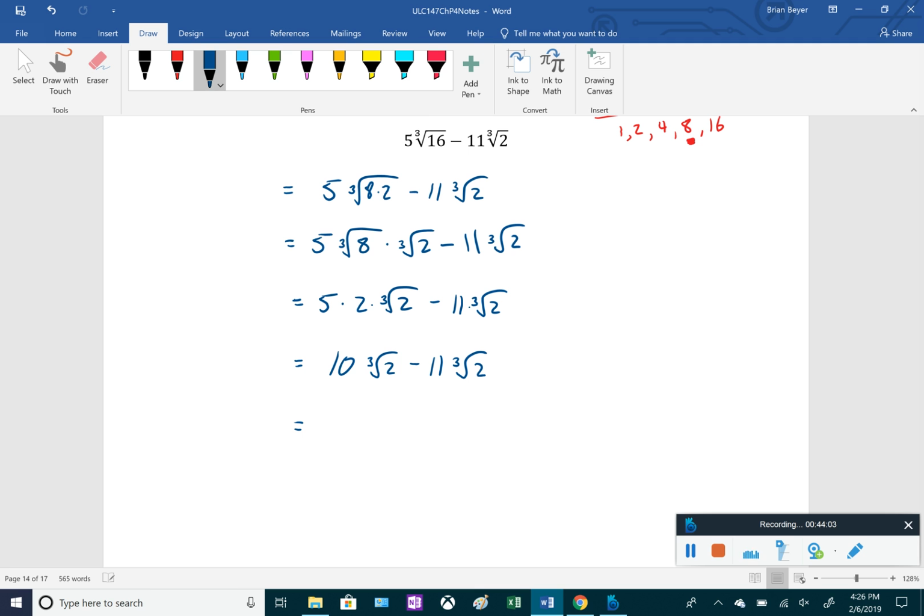10 minus 11, so now we have like radicands, right? We have cube root of 2. So 10 minus 11 is negative 1, so that's just negative cube root of 2, and that's our answer. So same concept with square roots, except just thinking in terms of cube roots instead.